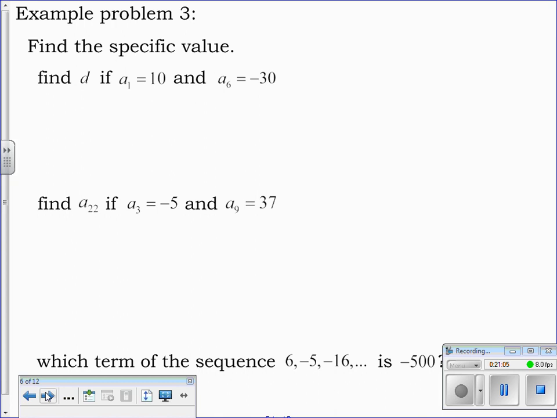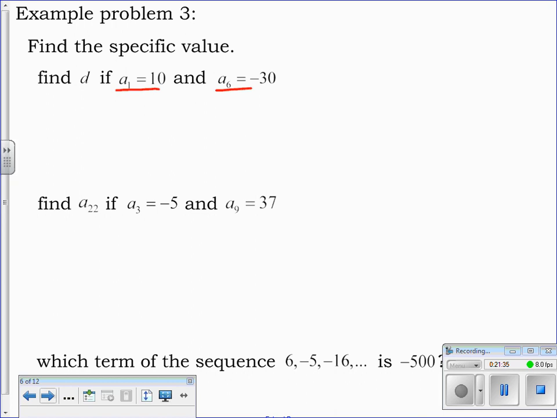Okay. All right. Here we go. Same concept, same formula. Different things we know, different things we're looking for. I have my first term. I have my last term, or nth term. I know what n is. I don't know what d is. So I know what the first term is, a sub 1.